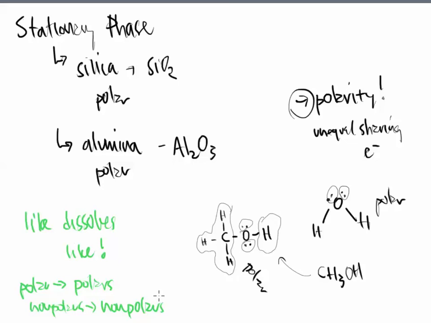So, if I make a column, and this column has SiO2 in it, which is silica, and I put a compound in that column, and if this compound is polar, that polar substance, like dissolves like, they have a natural attraction to each other, will hang out with the stationary phase a little bit longer than a nonpolar one.